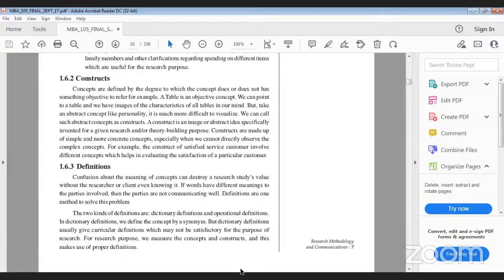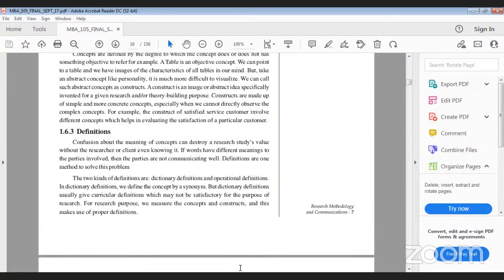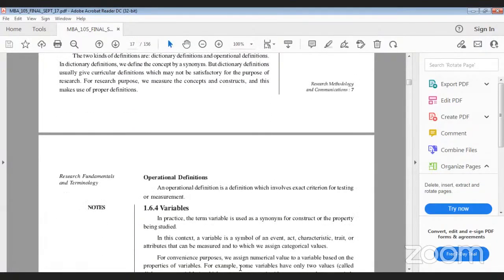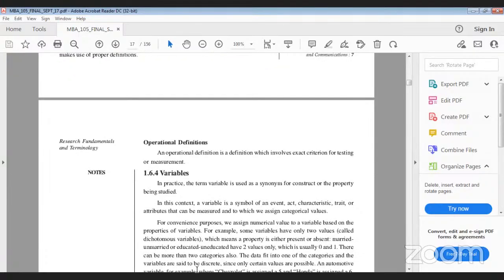For research purposes, we measure concepts and constructs, and this makes use of proper definitions. Operational definitions: an operational definition is a definition which specifies the criterion to test the variable within the study in this context.